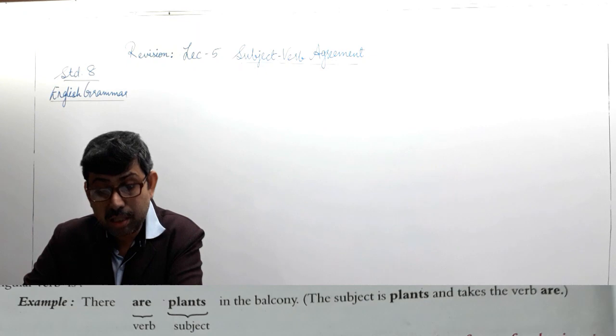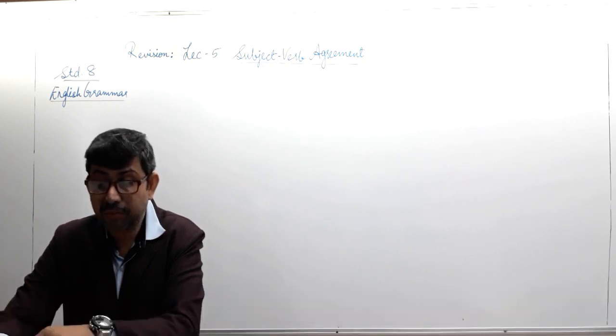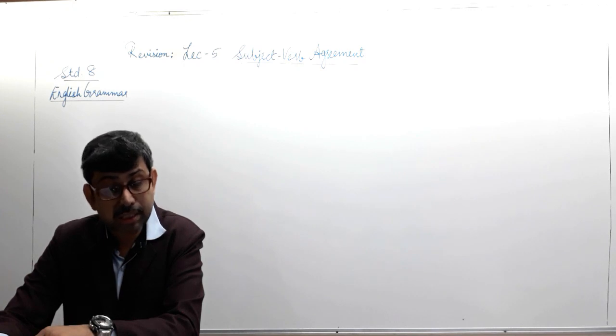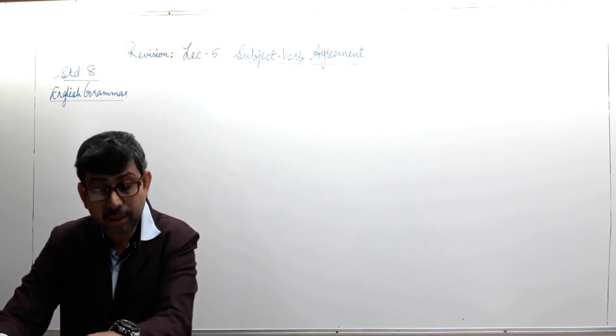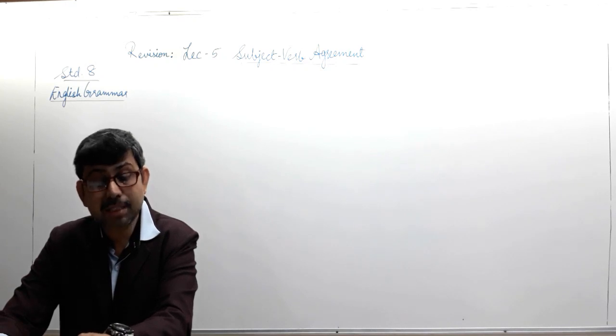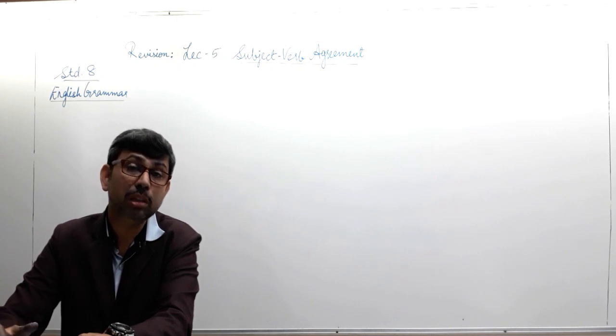There are plants in the balcony. The subject is plants and takes the verb are. In this sentence too, you will find there as a preparatory subject, where you will find the word plants as the main subject, but the verb is placed before the subject.